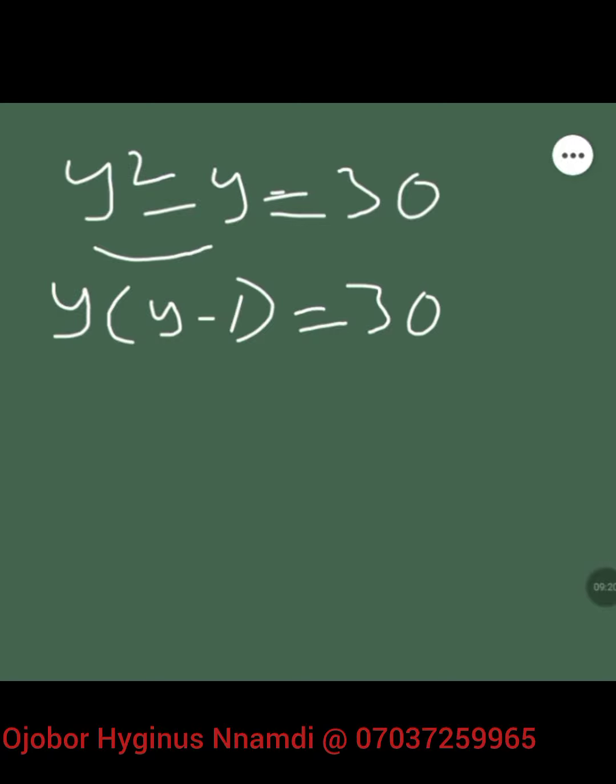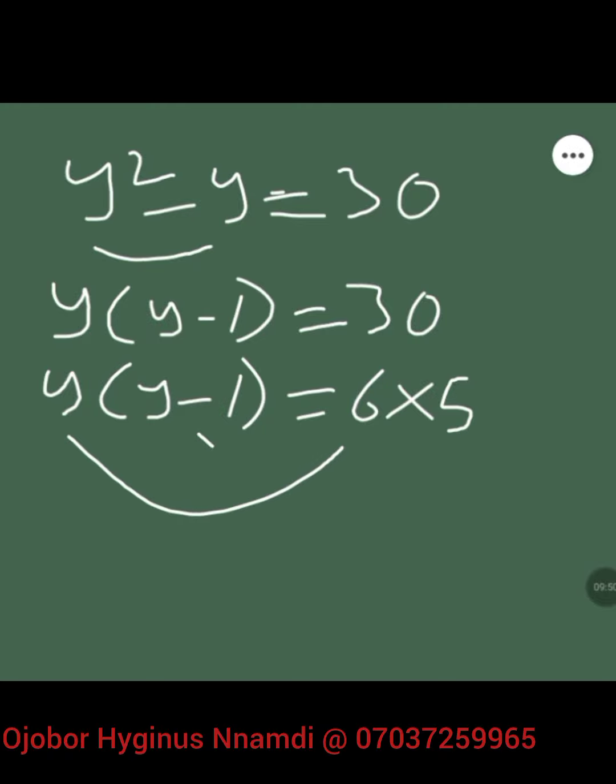Because if y is 5, 5 minus 1 will be 4. So we are going to split 30 into two factors whose difference is 1. So we have y times (y minus 1) equals two numbers whose product is 30 and whose difference is 1, which will be 6 and 5. So 6 times 5 is 30.